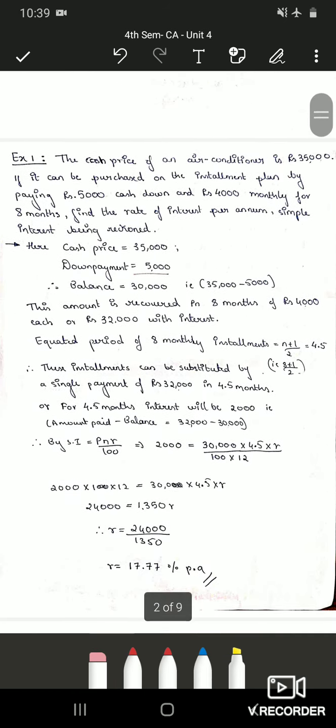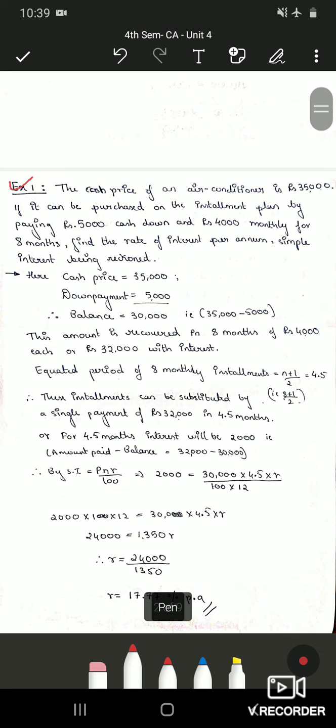So let us start with the problems. The first problem is, the cash price of an air conditioner is rupees 35,000. It can be purchased on the installment plan by paying rupees 5,000 cash down and rupees 4,000 monthly for 8 months. Find the rate of interest per annum if simple interest is being charged.